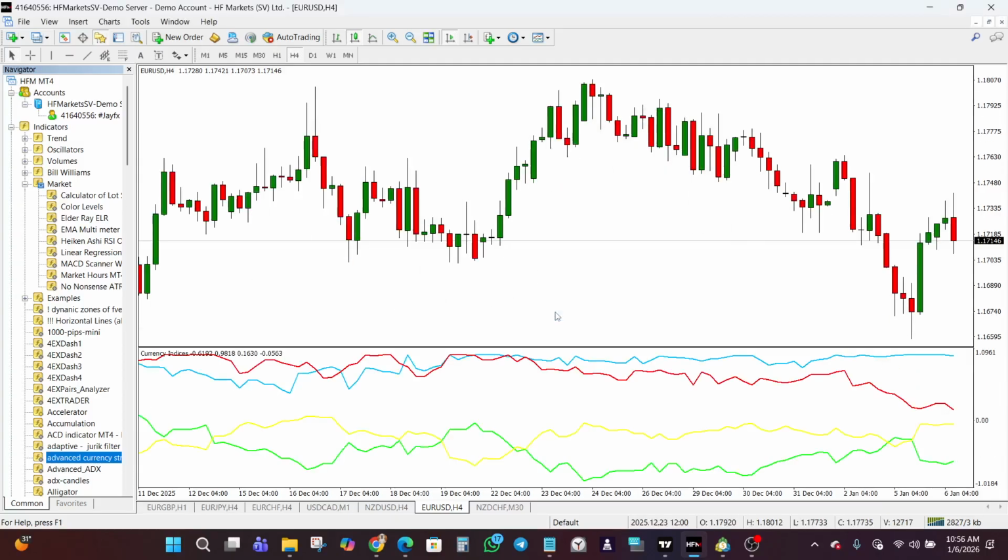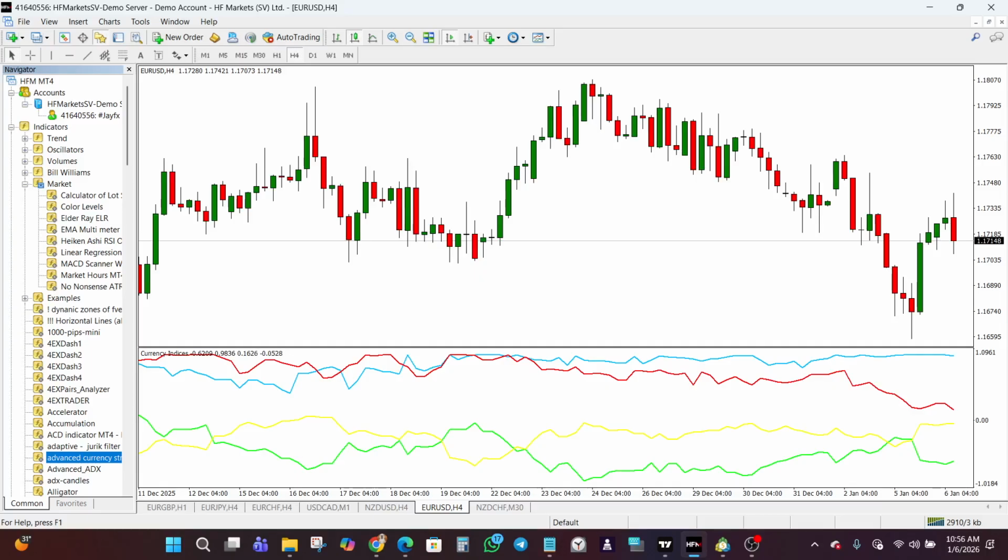All right, so here we go. Basically, this indicator, as the name implies, is a currency meter. The indicator is designed to reveal the strongest and weakest currencies in real time. You can see that in this indicator window, it is written currency indices. So it helps traders to measure the relative strength and weakness of different currencies in real time.